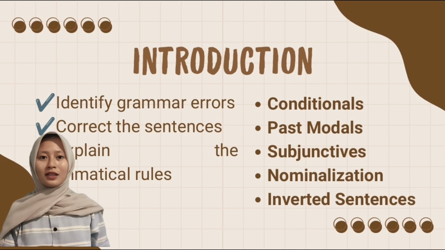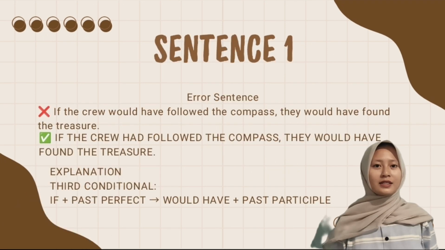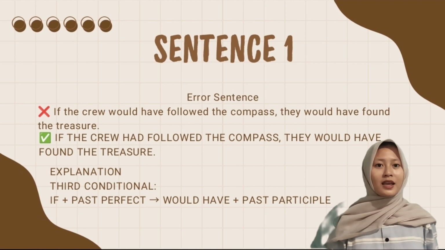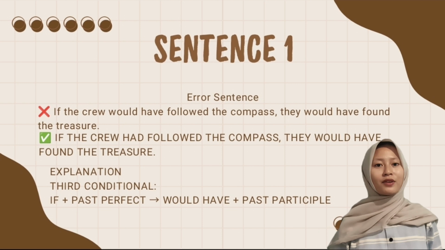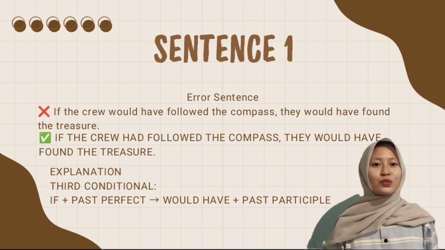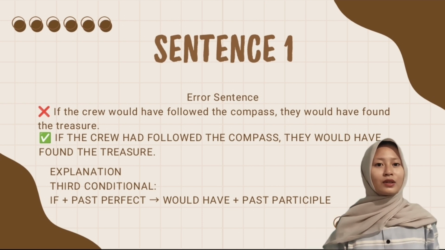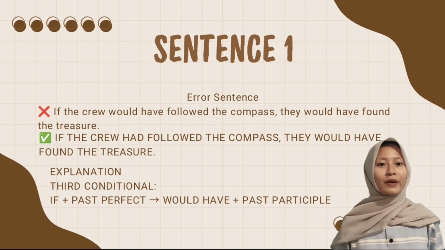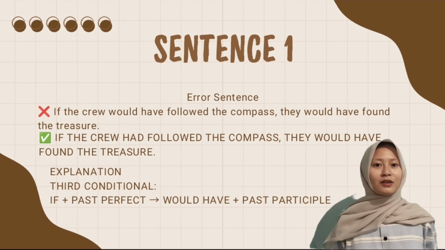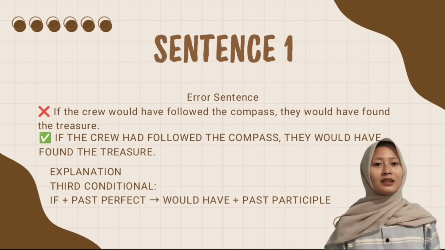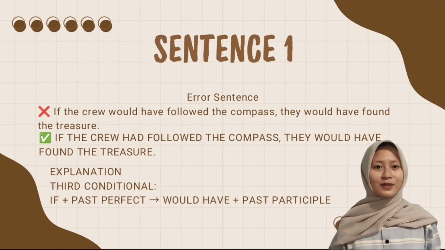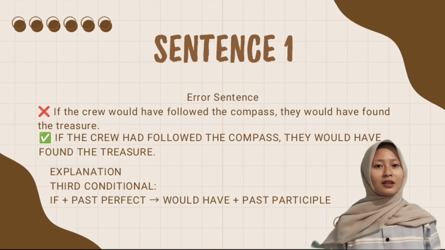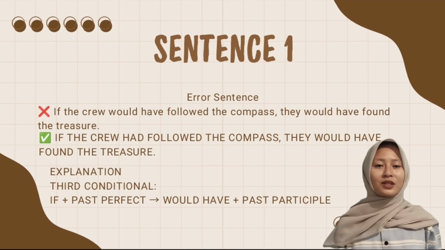Now, let's look at the first sentence. The first sentence is, "If the crew would have followed the compass, they would have found the treasure." The error is the phrase "would have followed" in the if clause. The correct sentence is, "If the crew had followed the compass, they would have found the treasure." This is a third conditional sentence. The correct pattern is if plus past perfect, would have plus past participle.